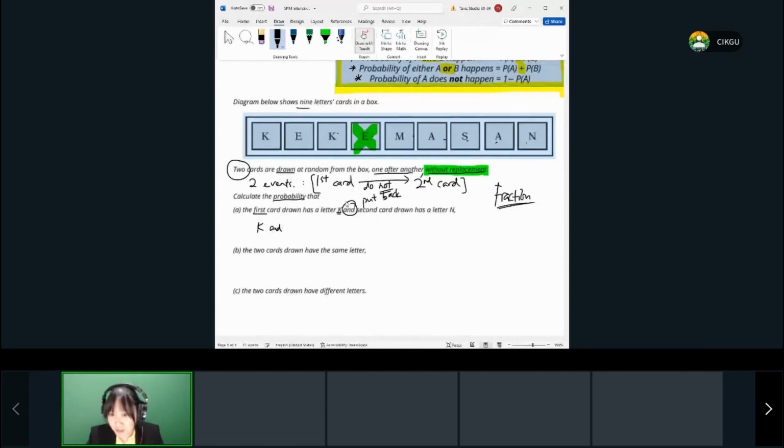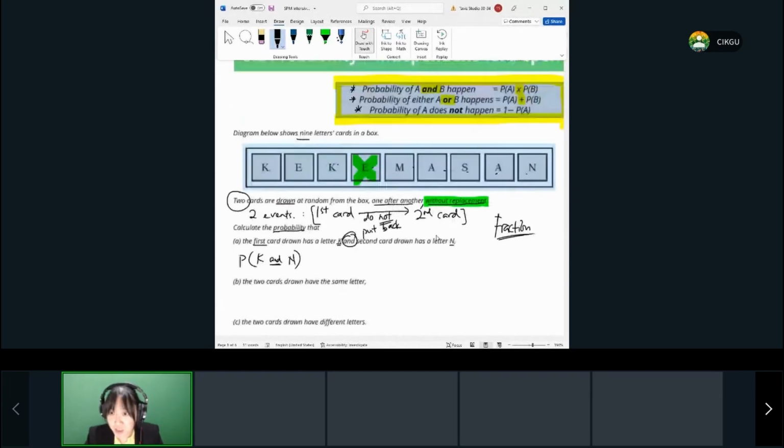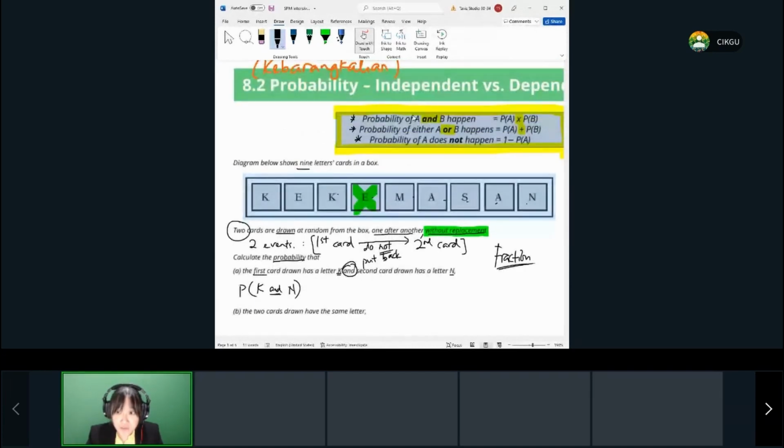And, you see the keyword "and": the second card, I want it to be N. That means I want the probability of both of these happening. The first card must be K and the second card must be N. Remember just now, if there are two events and I want both to happen, I want A to happen and also B to happen, all I need to do is find the probability one by one and then multiply them.